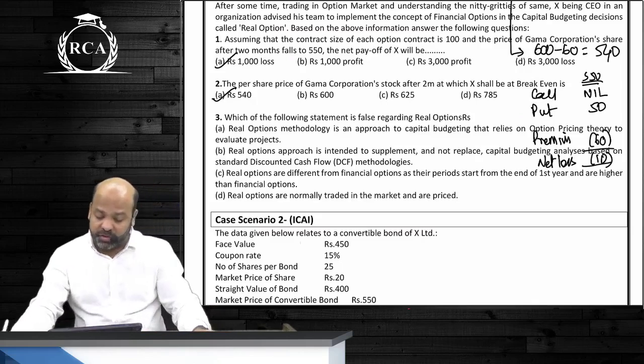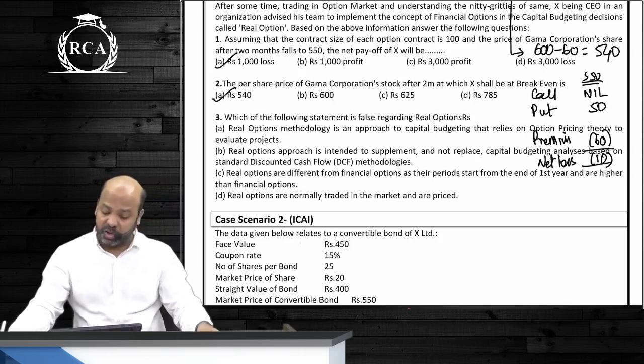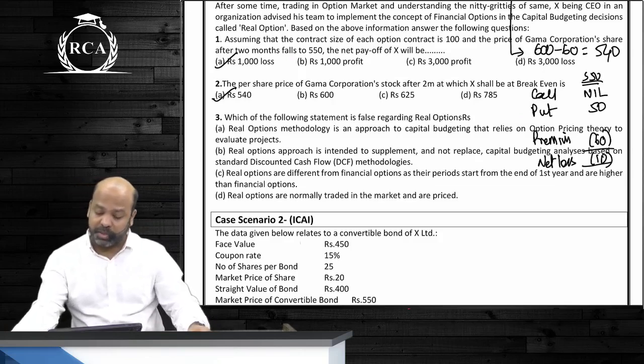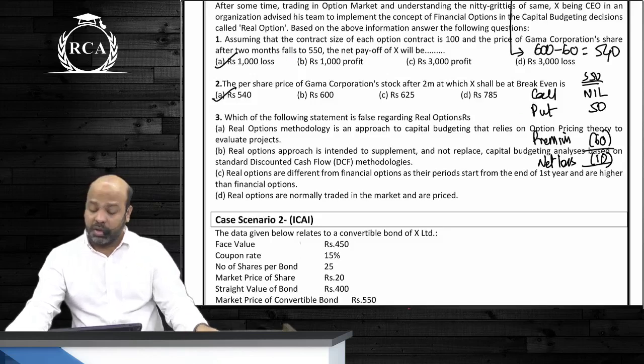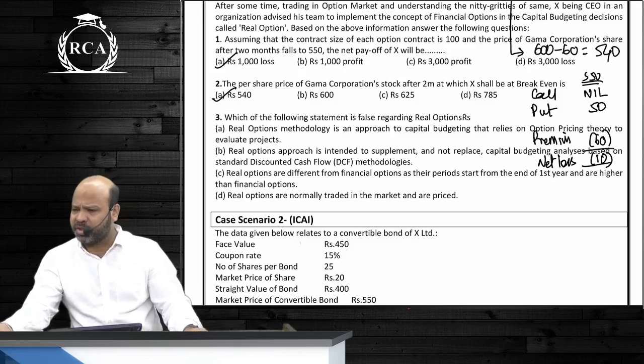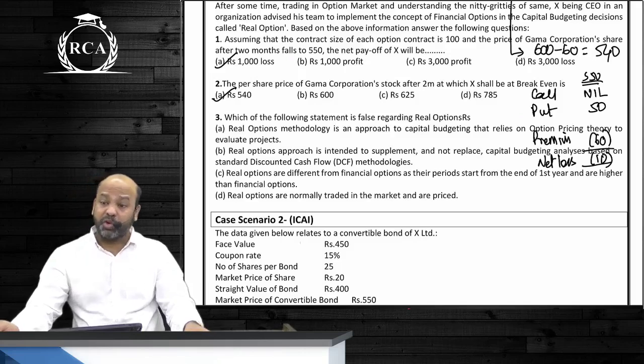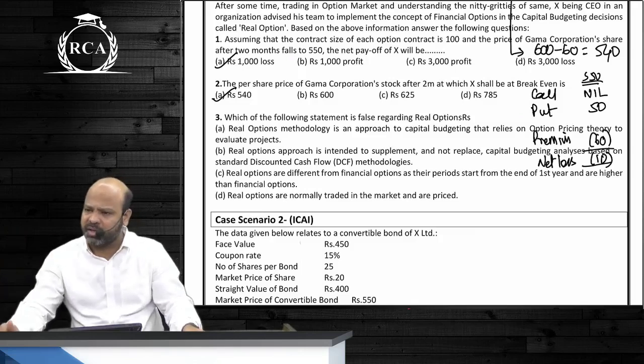Now, guys, which of the following statements is false regarding real options? Which of them is false? First one: real option methodology is an approach to capital budgeting that relies on option pricing theory to evaluate projects. Is that true? Undoubtedly yes. The whole objective of real option is to see what is the benefit that you get because you have an option. The option might be to invest on a later date. The option might be to sell on a later date. It can be long call, it can be long put. Both are important for us, remember?